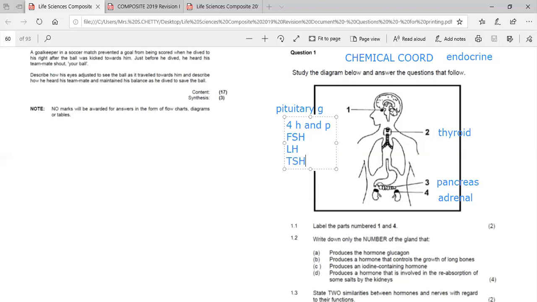Then you get TSH. This is a new one for you, my darling, standing for thyroid stimulating hormone. So thyroid stimulating hormone means the hormone produced here is going to influence your thyroid gland. That's why it's called thyroid stimulating hormone. You don't have to be a rocket scientist to know that. And then you've got GH. Yeah, this is your growth hormone, which brings about the growth of your skeleton, that's your bones and your muscles. Of course, if you have a shortage of it, you'll be a dwarf. And if you have too much, you'll be a giant.